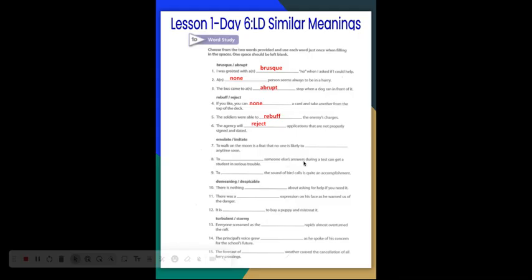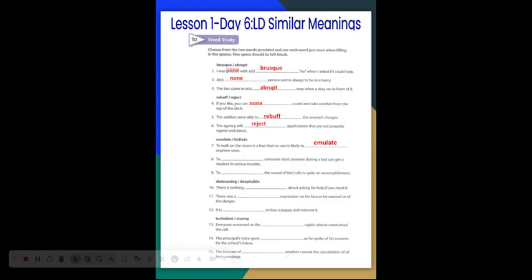To blank someone else's answers during a test can get a student in serious trouble. To emulate their answers or to imitate their answers, or neither. And the last one, to blank the sound of bird calls is quite an accomplishment. Are we trying to be like the bird, or are we trying to sound like the bird? So let's look at our answers. Number 7 is emulate. We want to be just like the astronaut who did it.